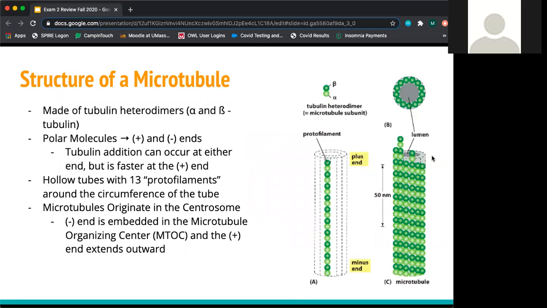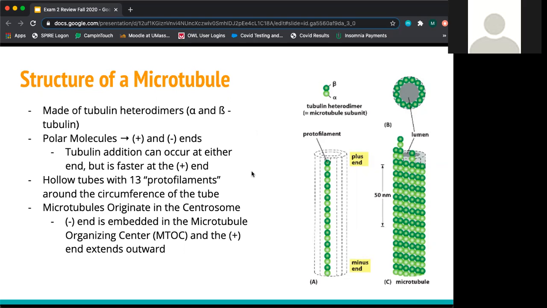Okay, so now we're going to talk about microtubule structure. Microtubules are made of tubulin, which are heterodimers, alpha and beta tubulin, and they're polar molecules. So they have a plus end and a minus end. Tubulin addition occurs at both ends, just faster at the plus end, which is why we refer to it as the plus end. They're hollow tubes, and they have 13 protofilaments that go around and create that hollow tube, like the circumference of the tube, as you see on the side here.